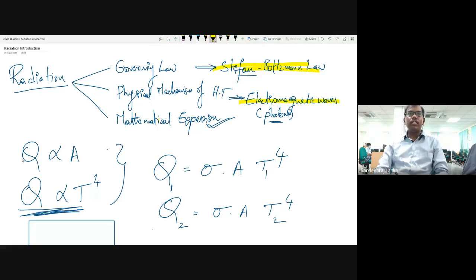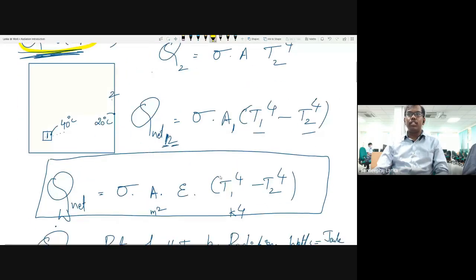Also, according to the Stefan-Boltzmann law, Q is proportional to A and Q is proportional to T to the power of 4. Combining these two, you get this equation, with the proportionality constant being sigma, the Stefan-Boltzmann constant. If you take the net effect for two bodies, one the emitting body and the other the receiving body, the equation will become like this. If you consider the effect of emissivity also, that will be multiplied here.